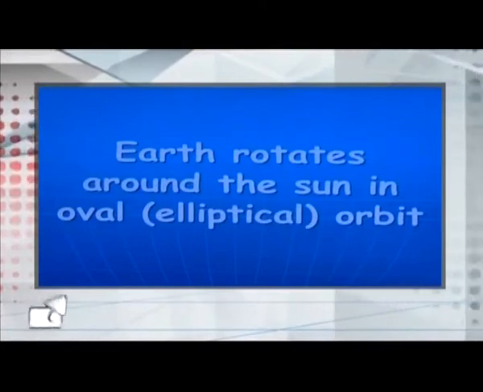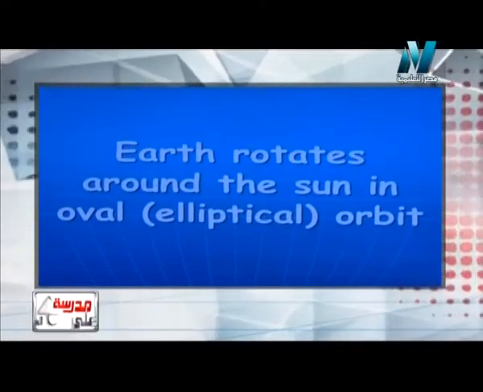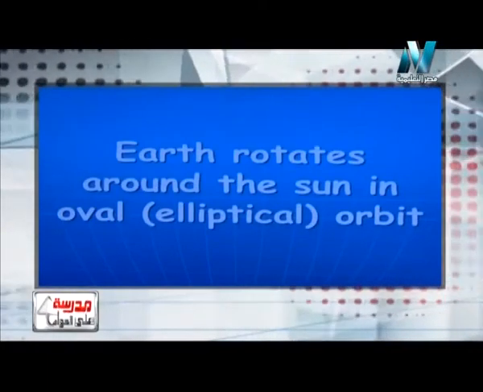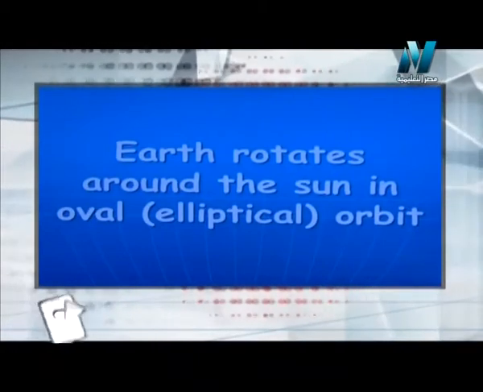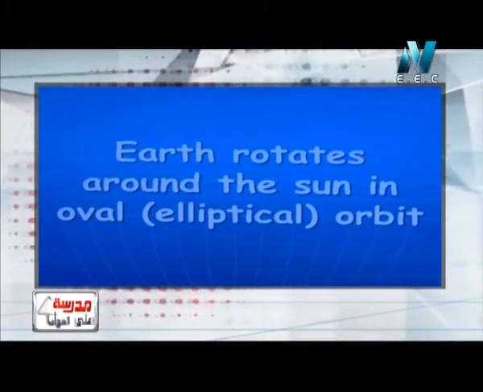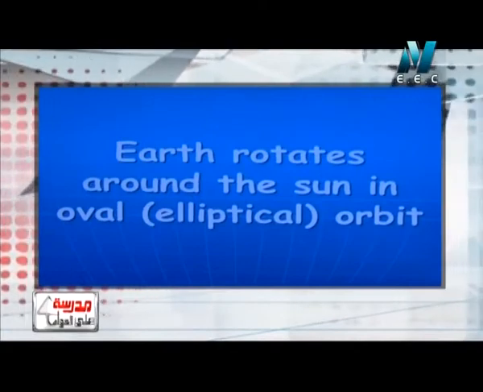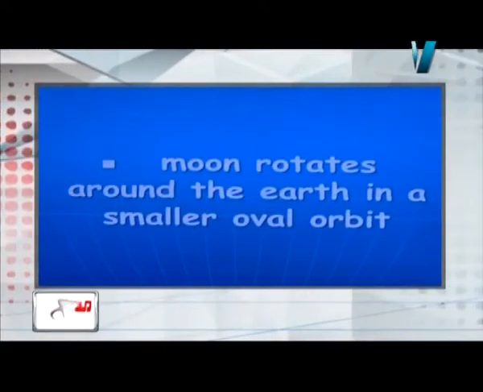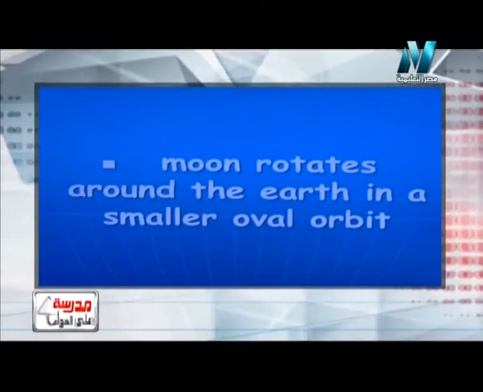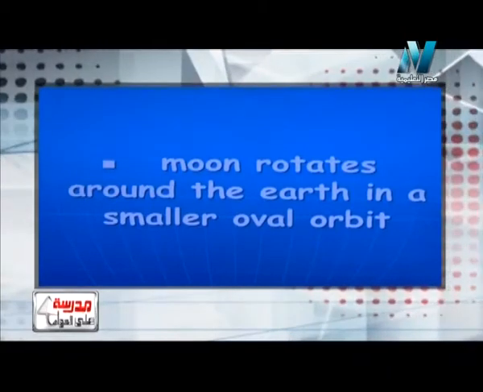Also, Earth rotates around the sun in oval or elliptical orbit. And also the moon rotates around the earth in a smaller oval orbit.